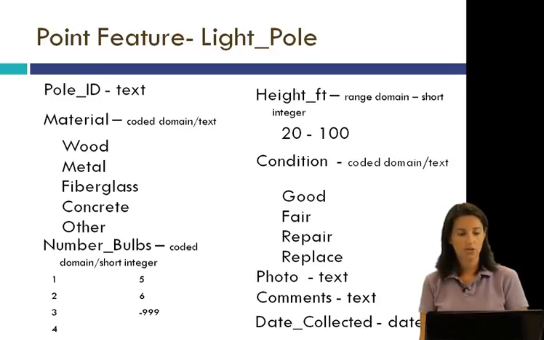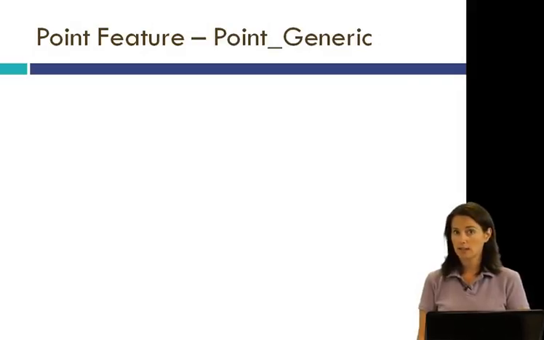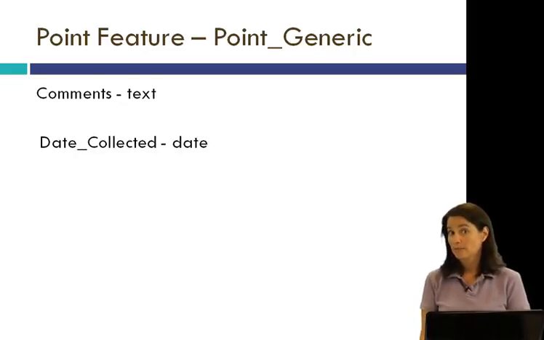So these are our different attributes for our feature class that is going to be light pole, and the geometric type is a point. So we have a lot of stuff going on here. All right, our next feature class is going to be called point generic, and it's going to be a point. We're going to have comments, which is going to be a text. And then we're going to have date collected, which is a date.